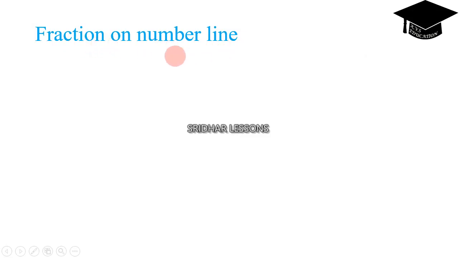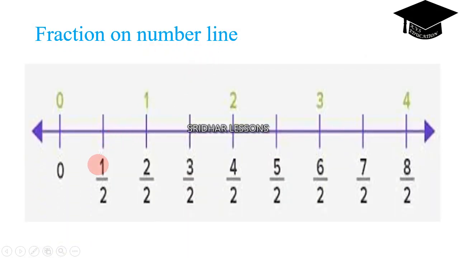Fraction on number line. We are going to represent the fractions using a number line. This is the number line, starting from 0, 1, 2, 3 and 4. The fractions will be represented as: between 0 to 1 it is half of the part, so 1 by 2. Next 2 by 2, 3 by 2, 4 by 2 is 2, 5 by 2, 6 by 2 is 3, 7 by 2, 8 by 2 is 4. Like this, we will represent the fractions on the number line.